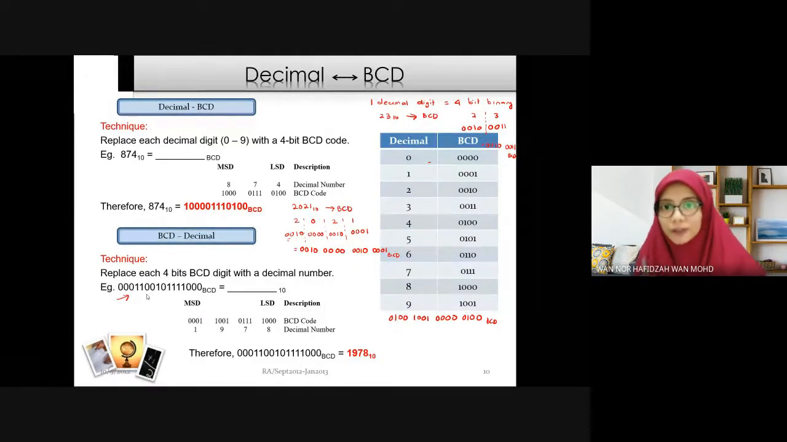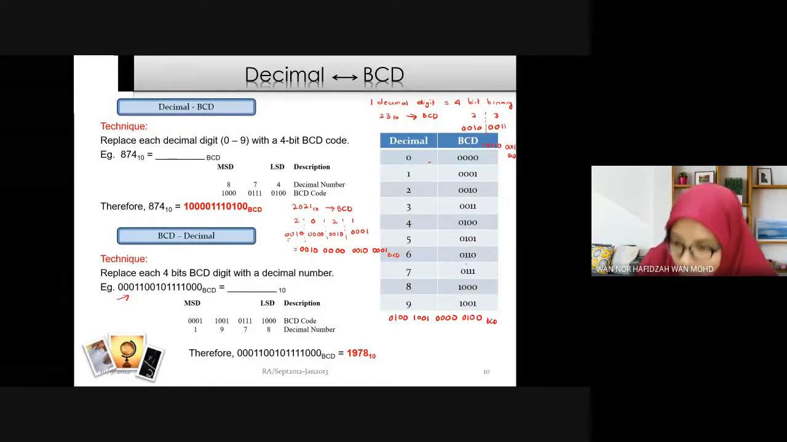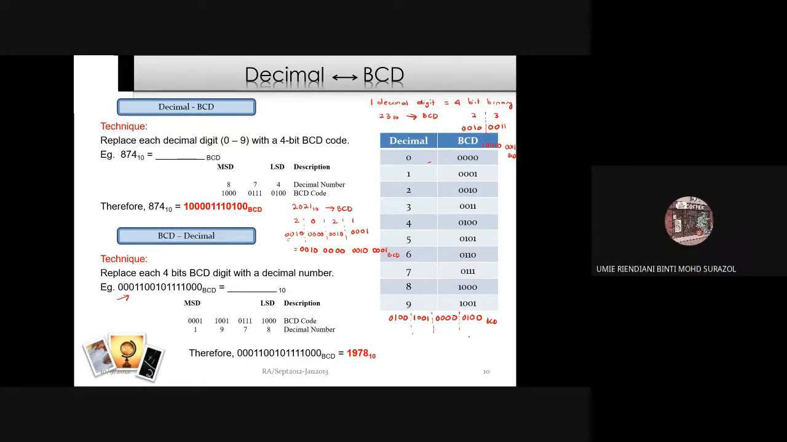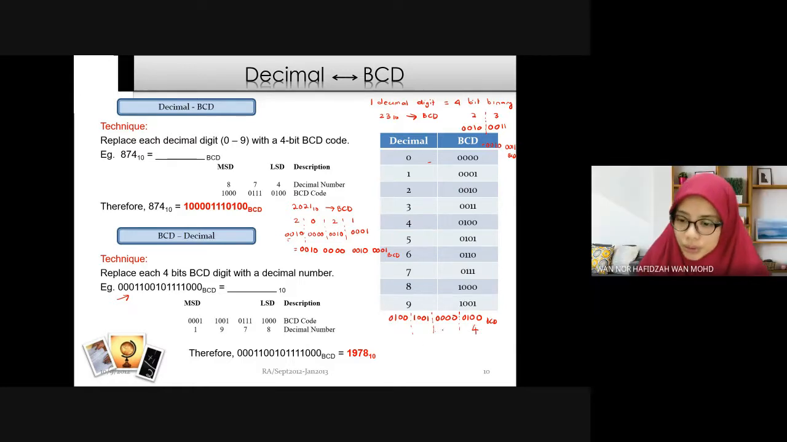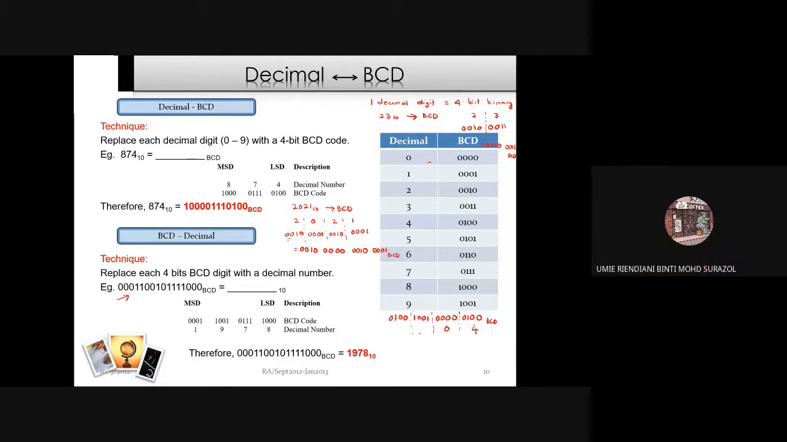We should start from the LSB. Should start from here. 4 and then another 4 and then another 4. So 0100 is equal to 4. 0000 is 0. 1001 is 9.